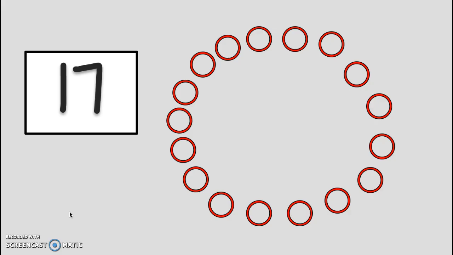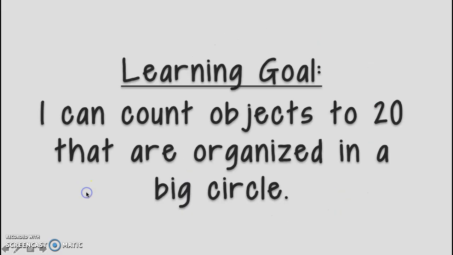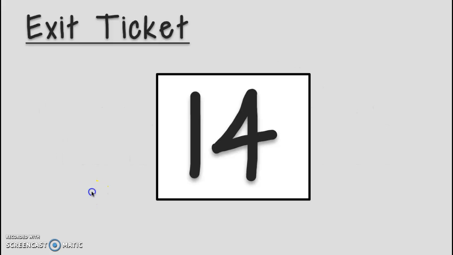I hope that you noticed that as we were counting, it was really helpful to go nice and slow and know where you began. Maybe if I were counting to double check, I would color this first circle in so I know where I needed to start and stop. Okay, our learning goal for today says, I can count objects to 20 that are organized in a big circle. And within that 20, if we circle any groups of 10s we see, that will be helpful. But also, we just have to go nice and slow.